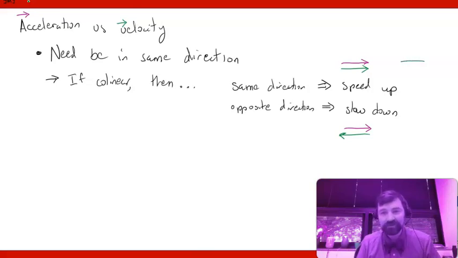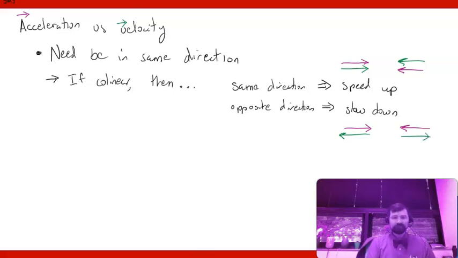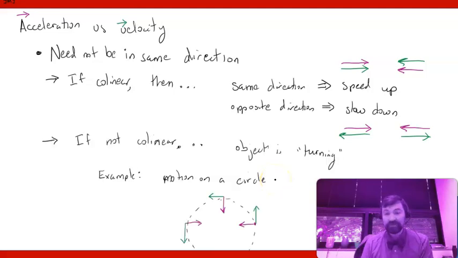By the way, it doesn't matter which direction the two happen to be in. This also is speeding up, but in the opposite direction. This also is an example of slowing down. Okay. So the other possibility is that the velocity and the acceleration are not collinear at all. So anytime that it's not collinear, the object is basically turning.